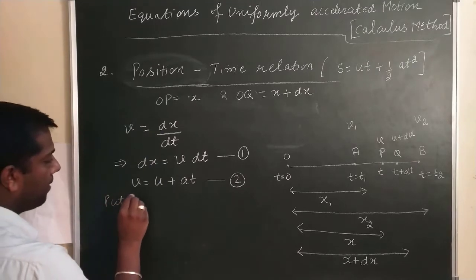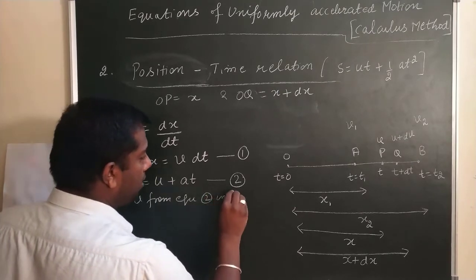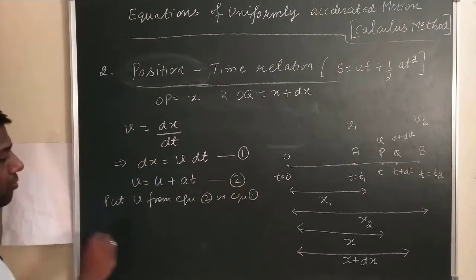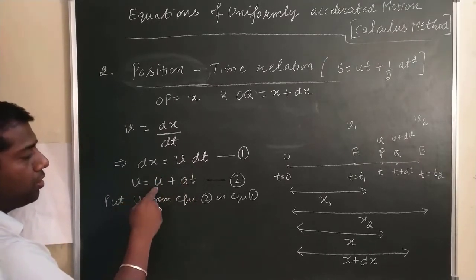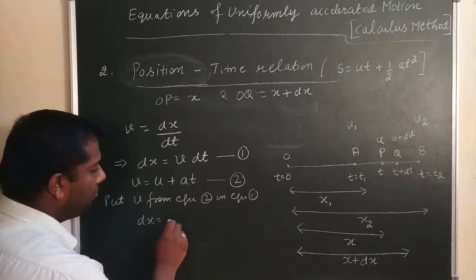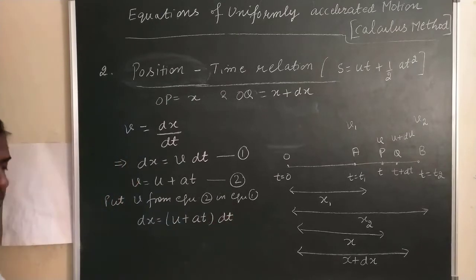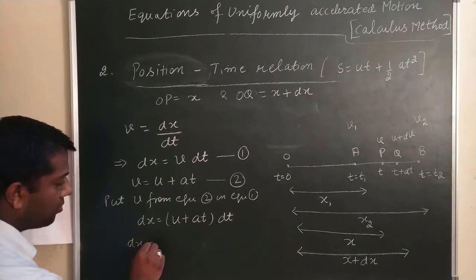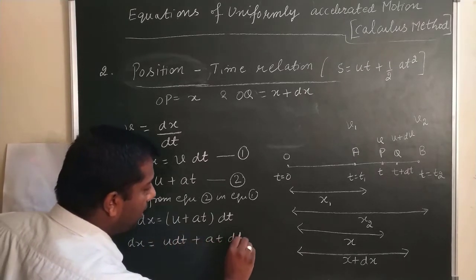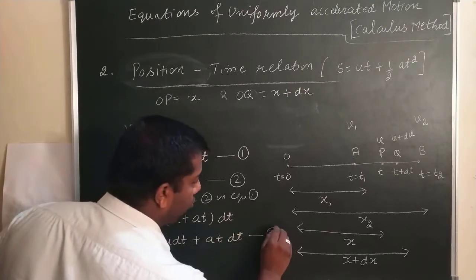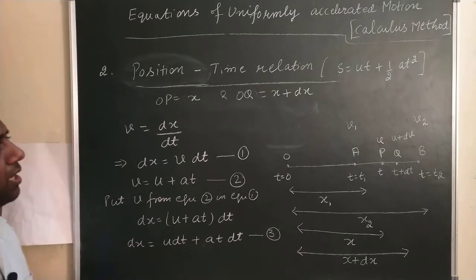Put v from equation 2 in equation number 1. So we have dx, which is equal to v dt, and v is u plus at. So it will become u plus at into dt. Clear, students? So now we have dx as u dt plus at dt. So this is our equation number 3. So now we will integrate this equation number 3 and we will solve this.